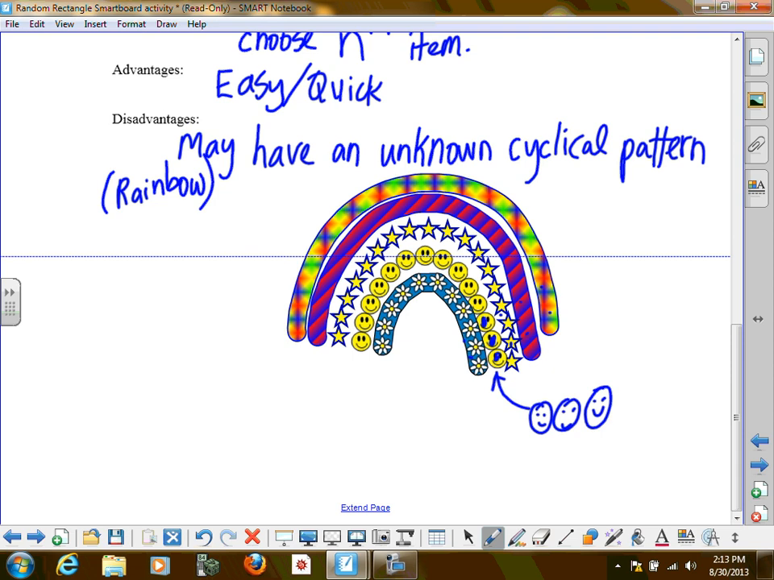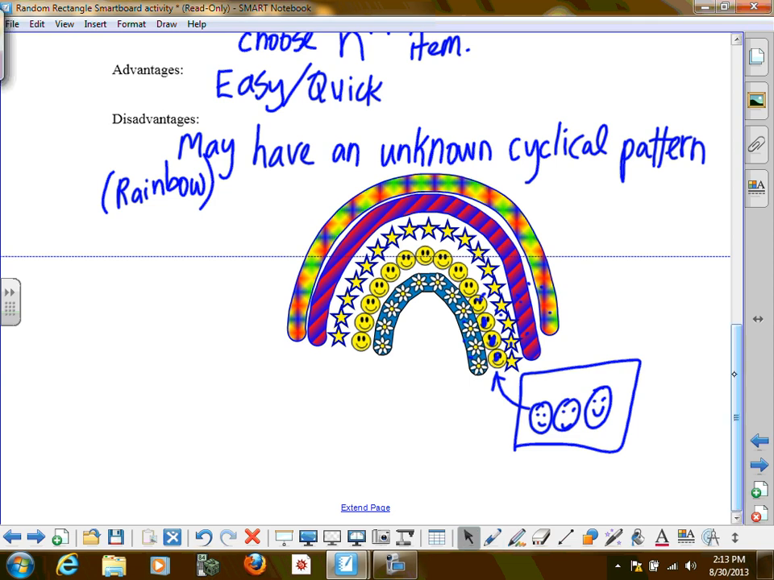So if this was in the dark and my eyes were covered and I keep doing every 5th one and I keep getting smiley faces, I think all that's in my population is smiley faces. And is that representative? No. Okay, so there you go.